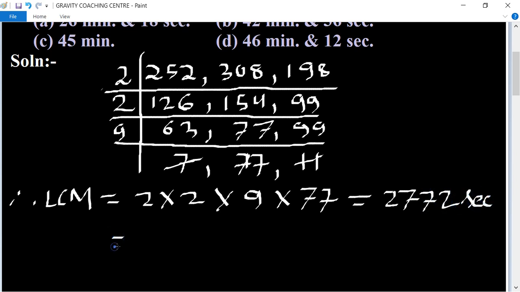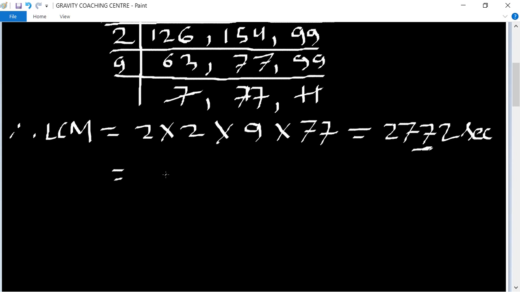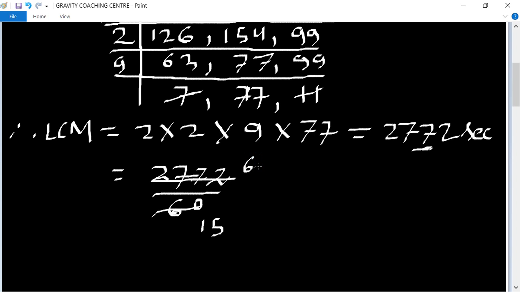Now we change it into minutes, so divide by 60. 2772 upon 60. First we cancel by table of 4: 15 fours are 60, and 4 sixes are 24. Then cancel by table of 3: 3 and 2 twos, 1 and 231 upon 5.